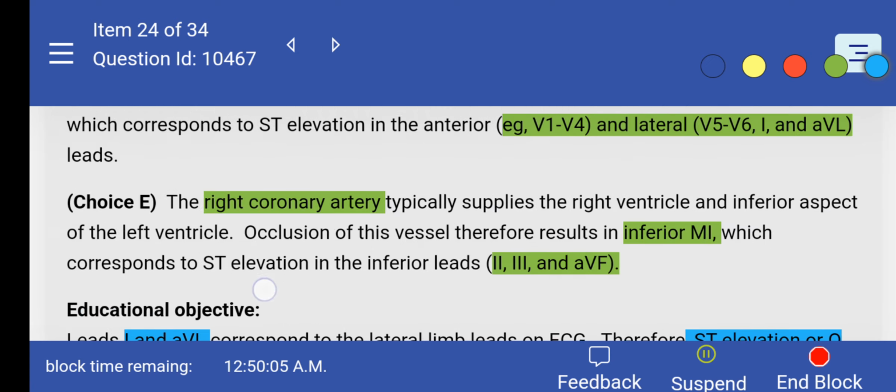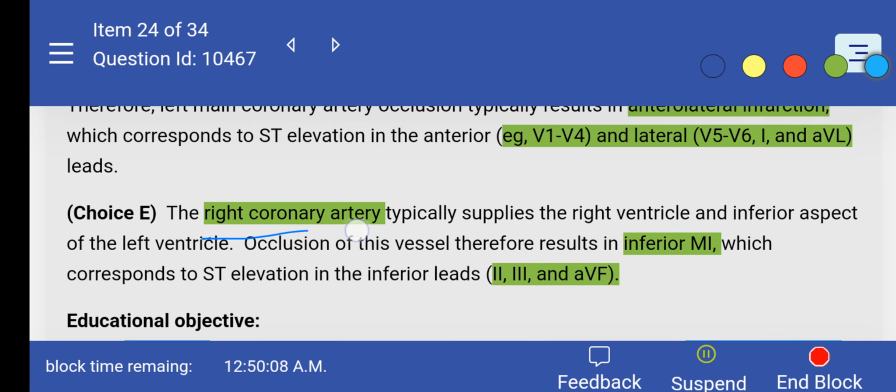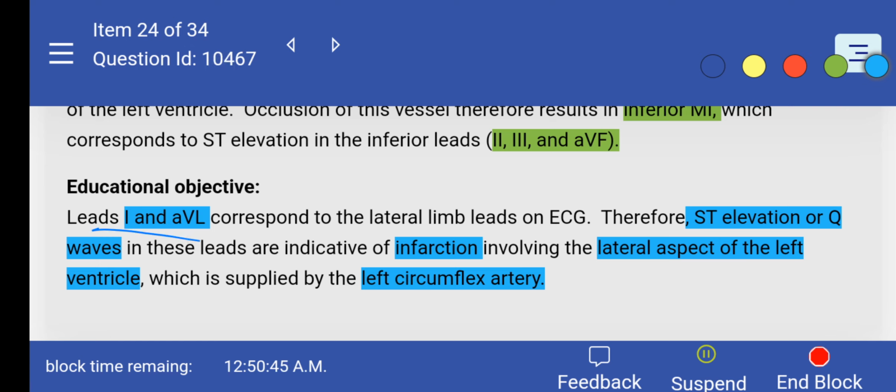So why not option E? Because the right coronary artery supplies the inferior portion of the ventricle, right? So if there is occlusion of that artery, that would result in inferior MI, and that would involve leads 2, 3 and AVF, right? So the right coronary artery typically supplies the right ventricle and inferior aspect of the left ventricle. Occlusion of this vessel therefore results in inferior MI, which corresponds to ST elevation in inferior leads 2, 3, AVF. Okay. So leads 1 and AVL correspond to the lateral aspect on ECG. Therefore, ST elevation or Q waves in these leads are indicative of infarction involving the lateral aspect of the left ventricle, right? Which is supplied by the left circumflex artery.